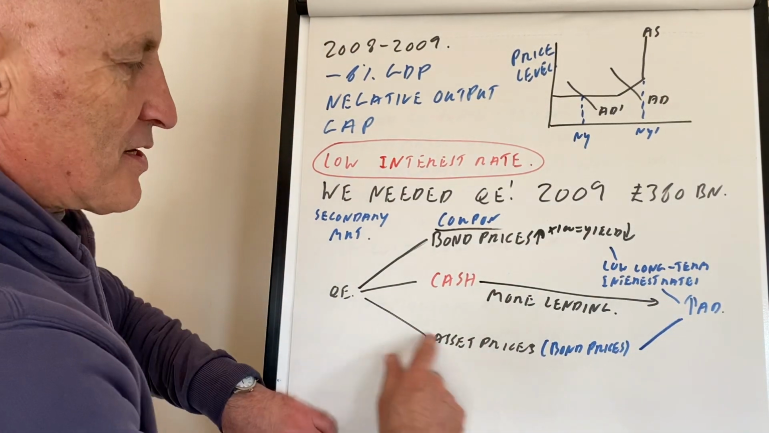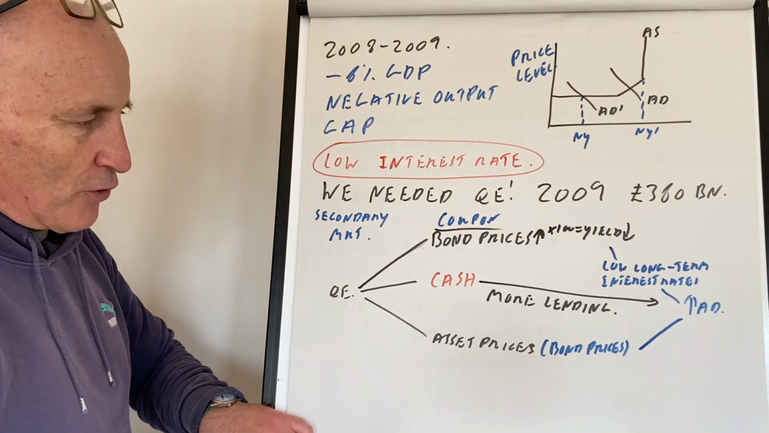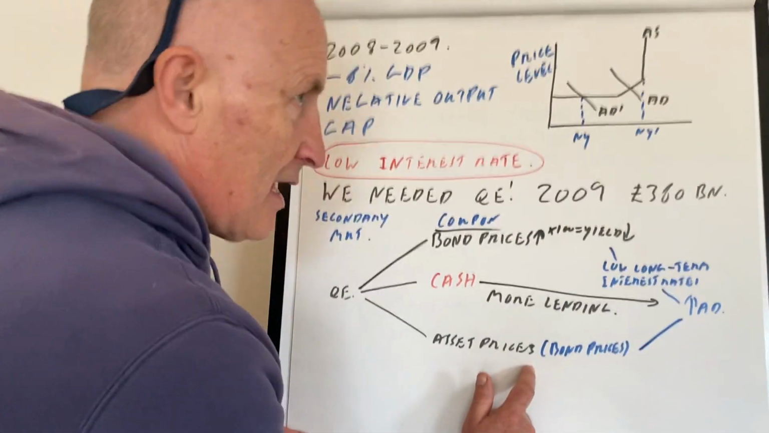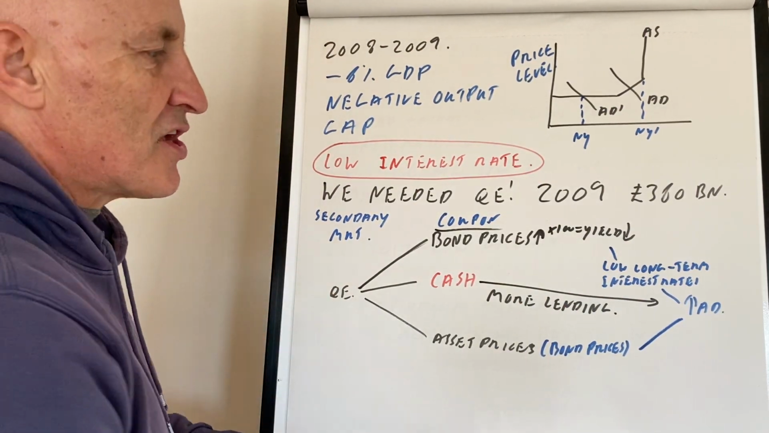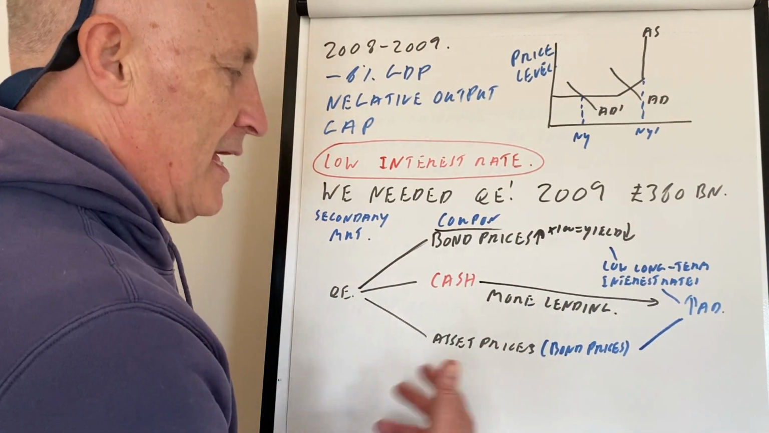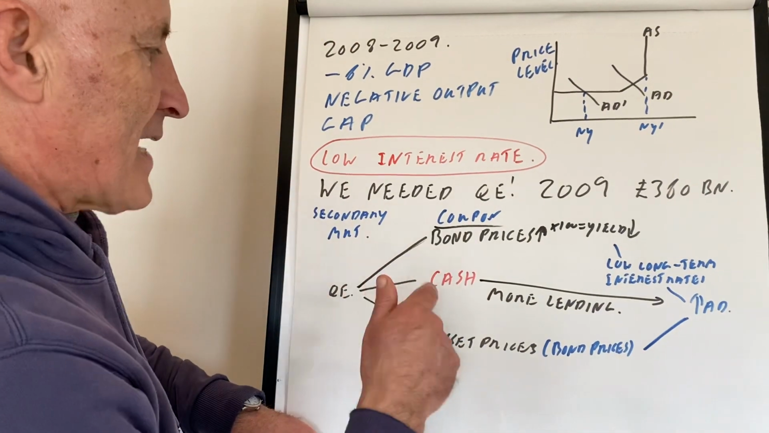And finally, the asset prices will go up, including bond prices as well as house prices. People feel wealthier, banks will have more money. If you think about it, bond prices are on the asset side. If they go up, banks have more assets. So therefore people can spend more money, and that will lead to a rise in AD. So hence the banking system was saved.